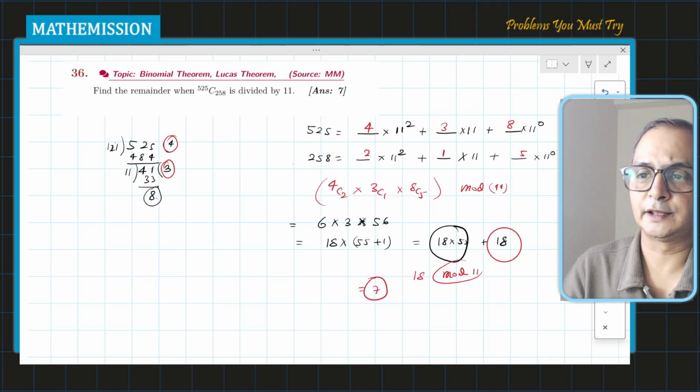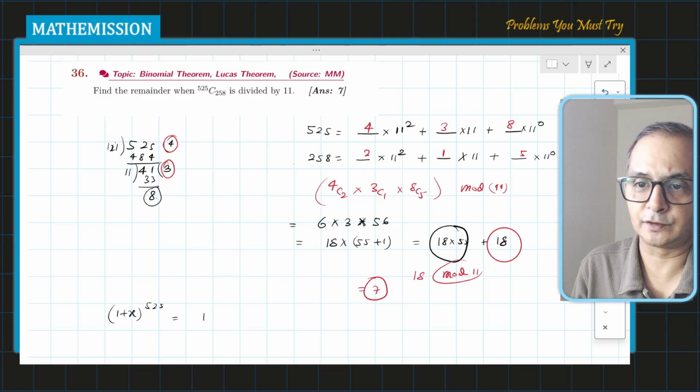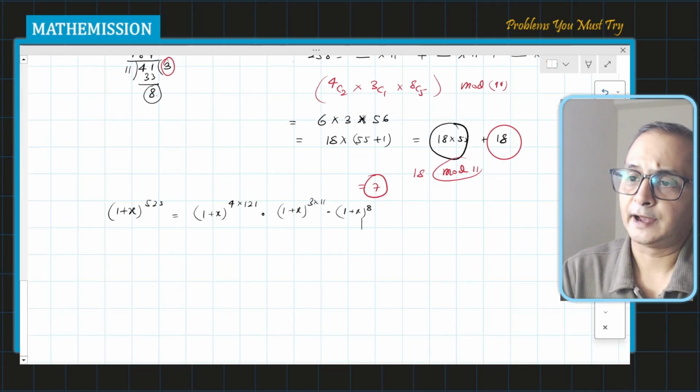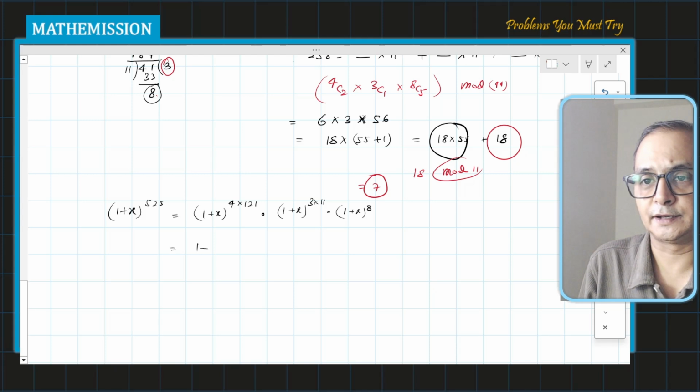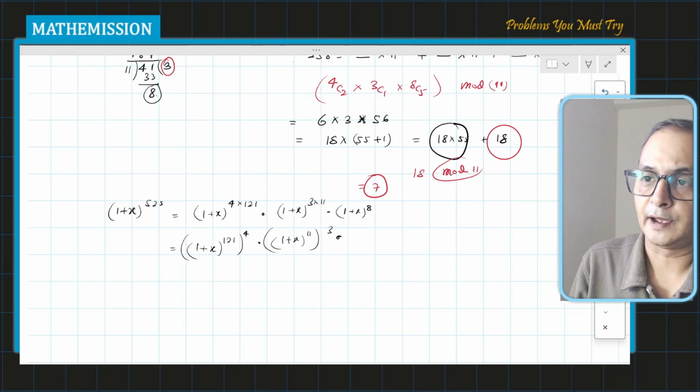Of course we can think in this way, that suppose I have 1 plus x the whole power 525, and of course I have to write this thing in that way. So we write here 1 plus x, and the first thing we write here 4 into 121 and into 1 plus x, 3 into 11, and into 1 plus x to the power 8. And of course this thing I'm going to write as 1 plus x to the power 121, because 11 multiple I'm taking here, and that is going to be 1 plus x to the power 11 again, and to the power 3, and 1 plus x to the power 8.